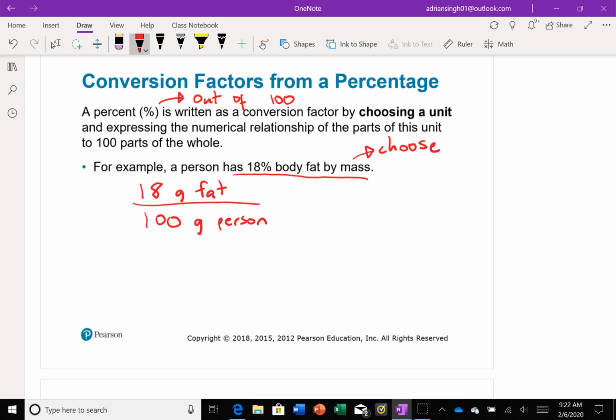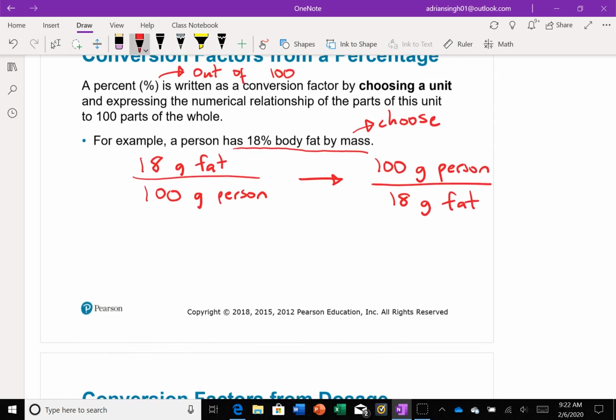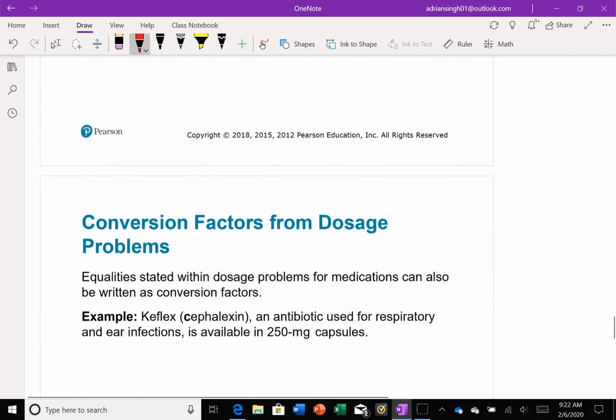Right, so that's 18 over 100. That is a conversion factor. We can flip it. So if we have 100 grams of that person, whatever that person is, out of that 100, we have 18 grams of fat. So to generate the conversion factors, really, they're not that difficult as long as you have either the equality or you're given that information from the problem itself, and you can just simply flip your initial relationship to get your other conversion factor.